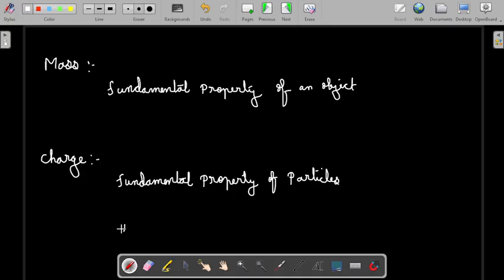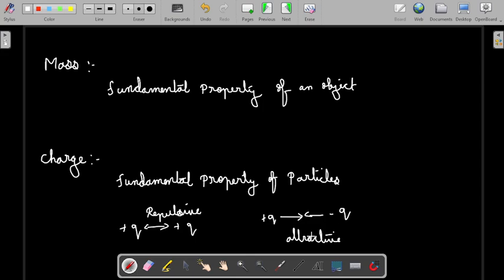For example, if there are two charges of the same kind, as we already know, there will be a repulsive force. If there are two opposite charges, there will be attractive forces. For example, here there is a minus q and here there is a plus q, so there will be an attractive force. This attraction and repulsion behave this way because of what? The fundamental property of charges.